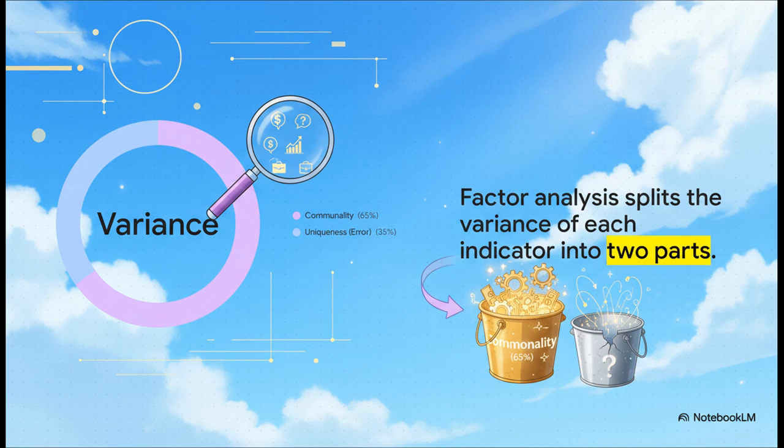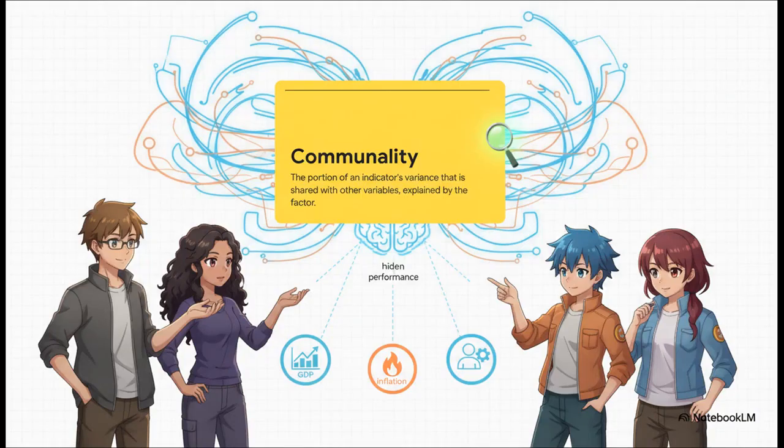And here's the real magic. Factor analysis takes each one of our indicators, let's say the employment rate, and it splits all of its movement, all of its variance, into two separate piles. The first pile is called communality. This is the good stuff. This is the signal. It's the part of the employment rate's movement that it shares with GDP and inflation. It's the portion that can be explained by that hidden factor we're calling overall economic performance.